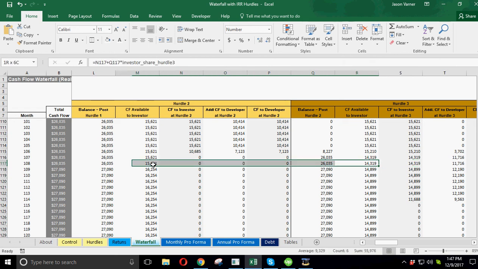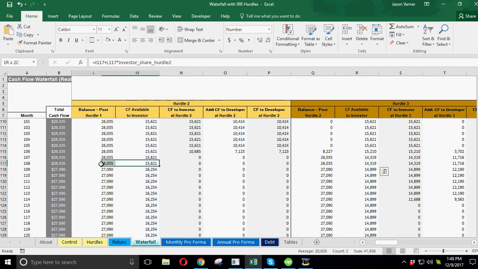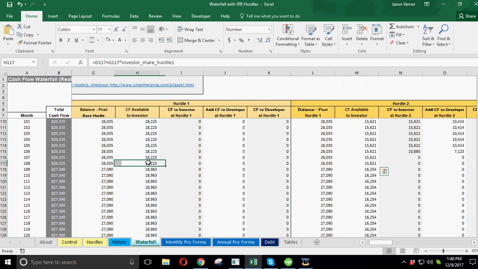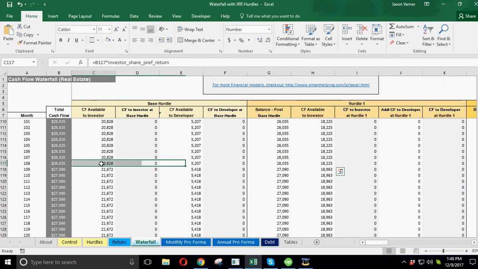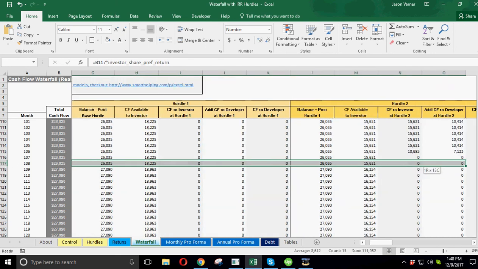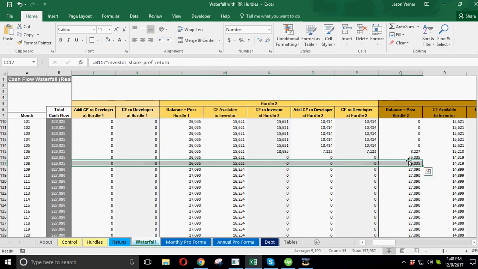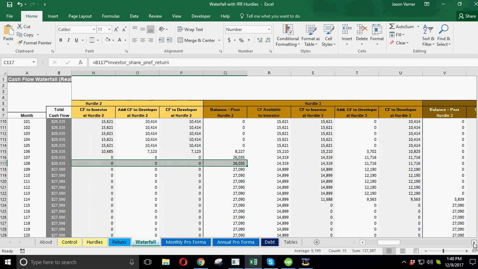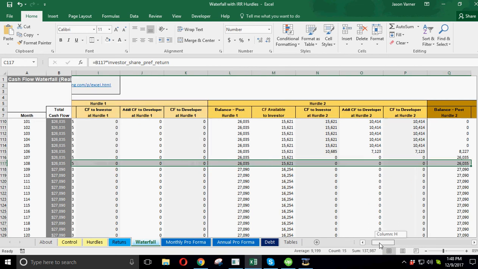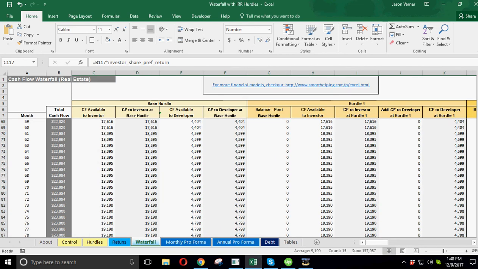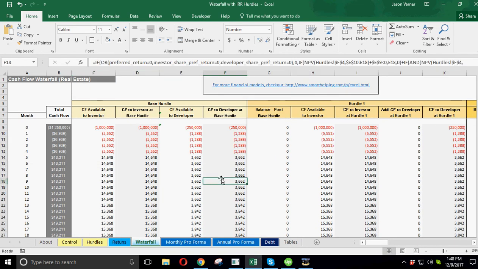Available. Here they would get 15,000 available, 18,000, and 20,000. So that's how it changes over time if the sponsor has gotten a given IRR for the investor. Okay, so that's the explanations I got for you. It's super complex, but that's what I've done here.